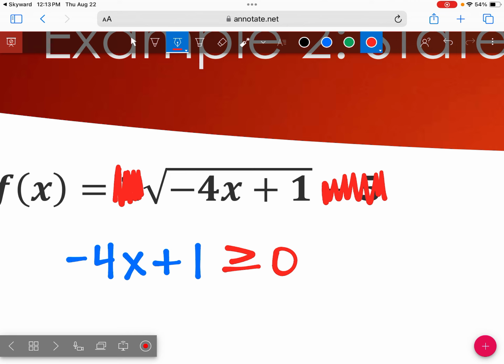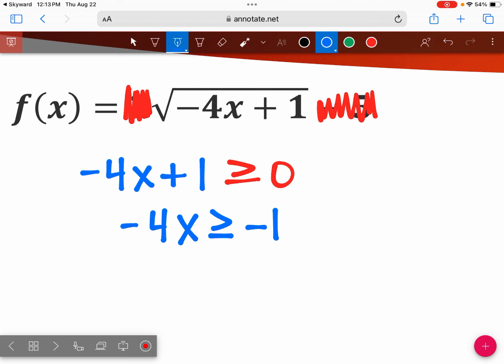Yeah, we have a fraction. Leave it as a fraction. Fractions are good. So we subtract the 1. And now I have to divide by a negative. And when you divide an inequality by a negative, what do you have to do with the inequality? Flip it. So x is less than or equal to positive 1/4, because a negative divided by a negative is positive. So this is less than. So that means my domain would be negative infinity to 1/4 with a bracket. That's the domain I'm looking for on our next quiz.